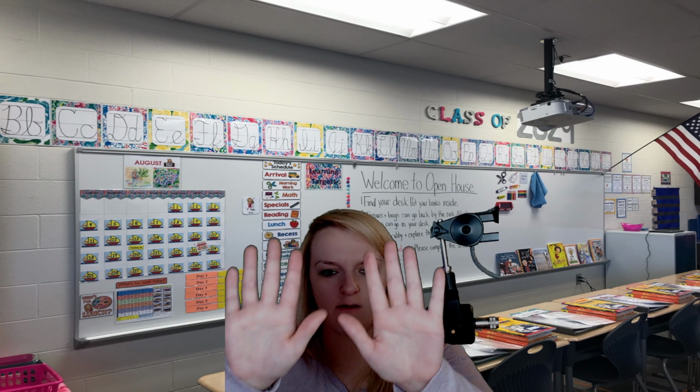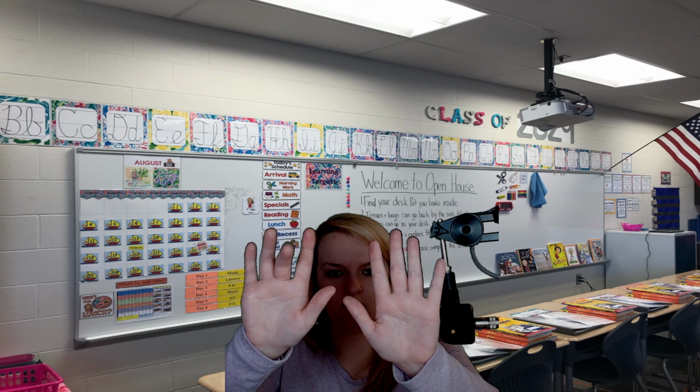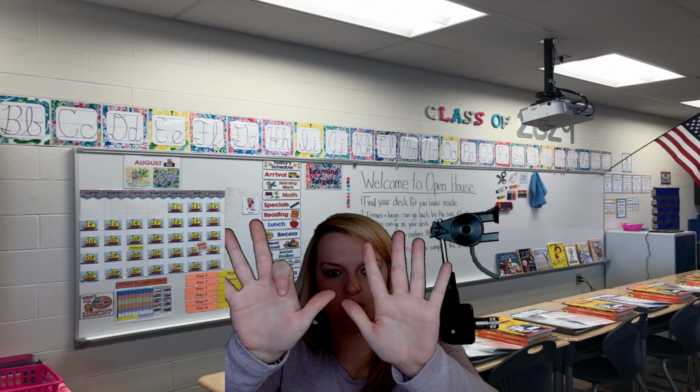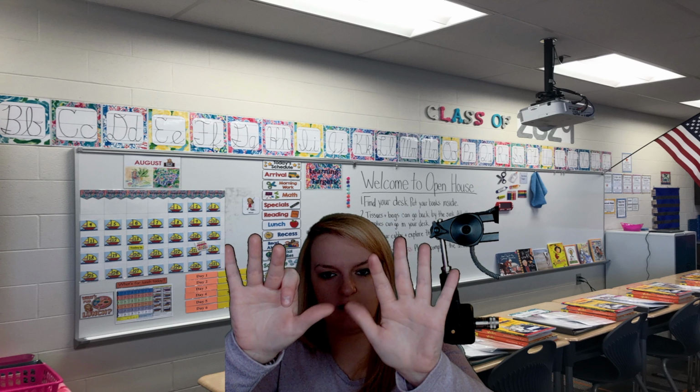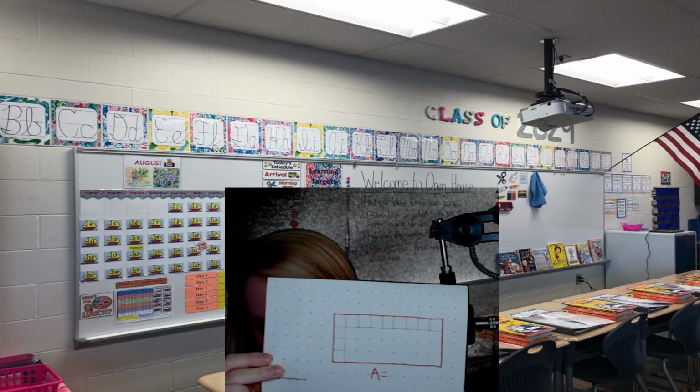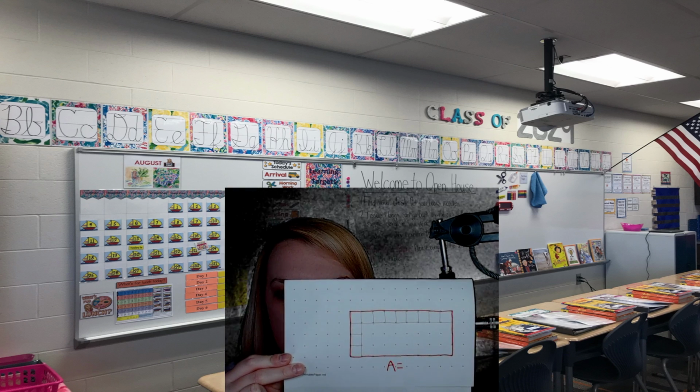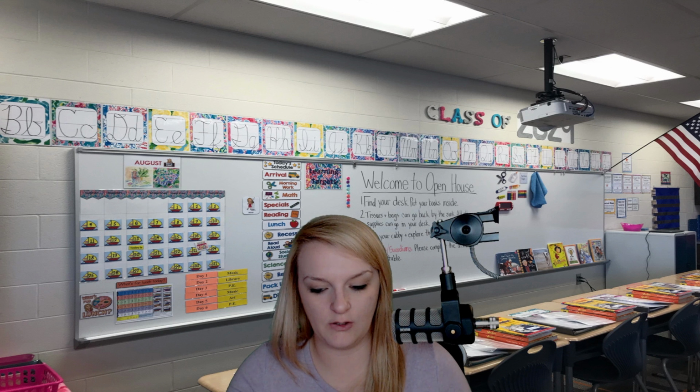Let me see if I can do that for you in a way. 1, 2, 3, 4. On this side I have 3. On this side I have 6. So 4 times 9 is 36. The area of this would be 36 square units.